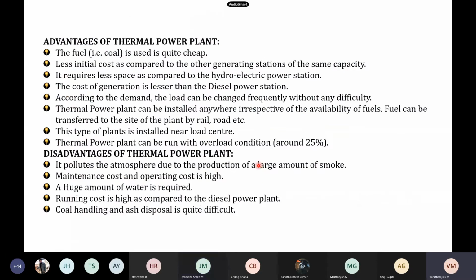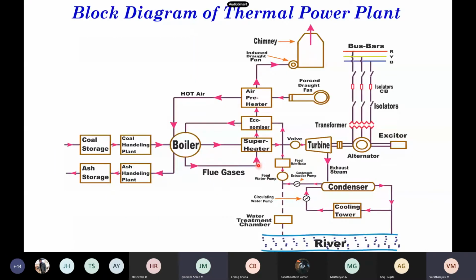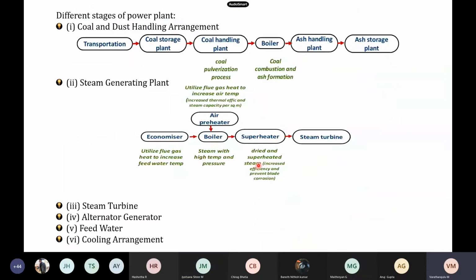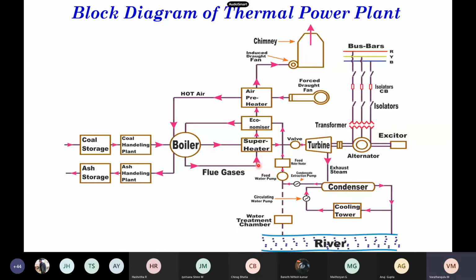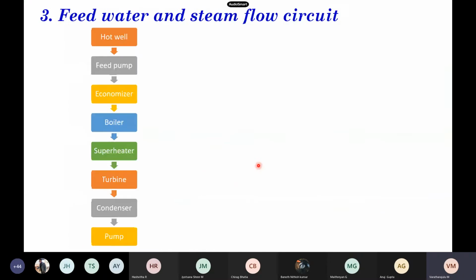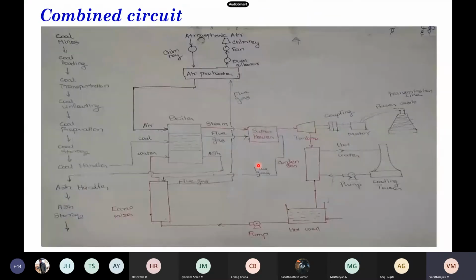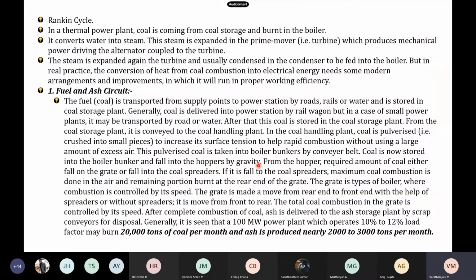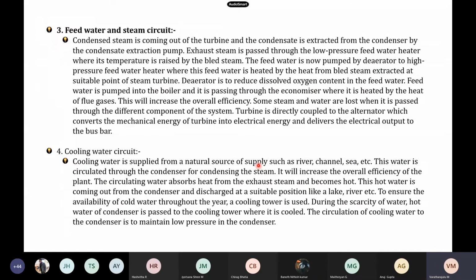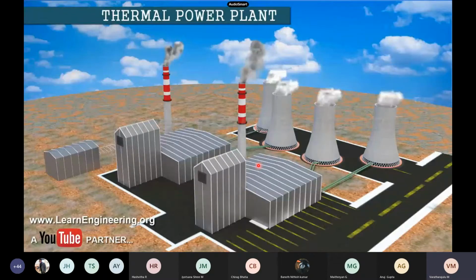Now, to understand this thermal power plant, it has to be divided into 4 different layouts: the coal and ash circuit, the air and flue gas circuit, the feed water and steam circuit, and the cooling tower circuit. Anyway, I'll disseminate this information one by one. There are various accessories related to this thermal power plant that have to be understood from this video. You watch the video, and then I'll disseminate the contents related to the thermal power plant.